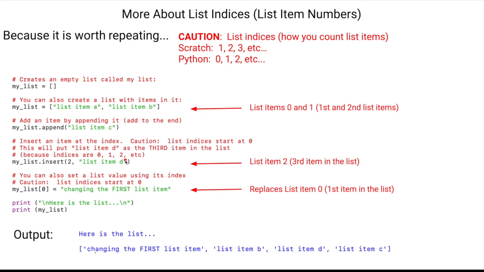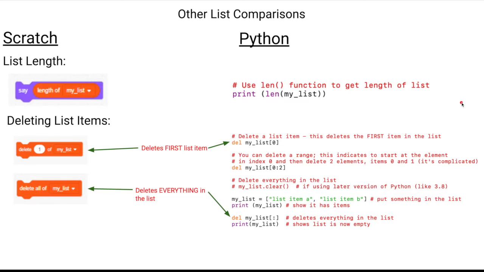Now item D comes next because I inserted it in the third position. Even though this says a number 2, that is the third position in the list. So that's why we see list item D next. And list item C used to be there, so it got pushed to the right. So you may have to look at this a little bit again, just to really think it through, or even better, play with it in Codesters or some other Python environment and just get used to what it's actually doing. All right, and if you need the length of a list, in Scratch we had a little length of function. So it's the same idea in Python.